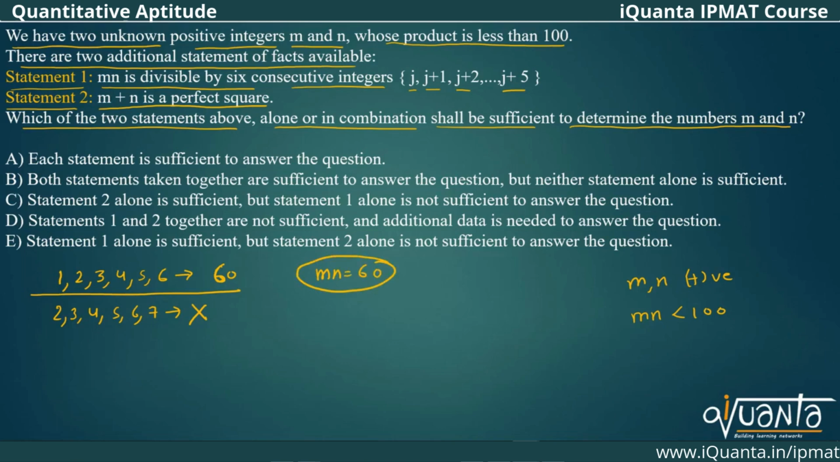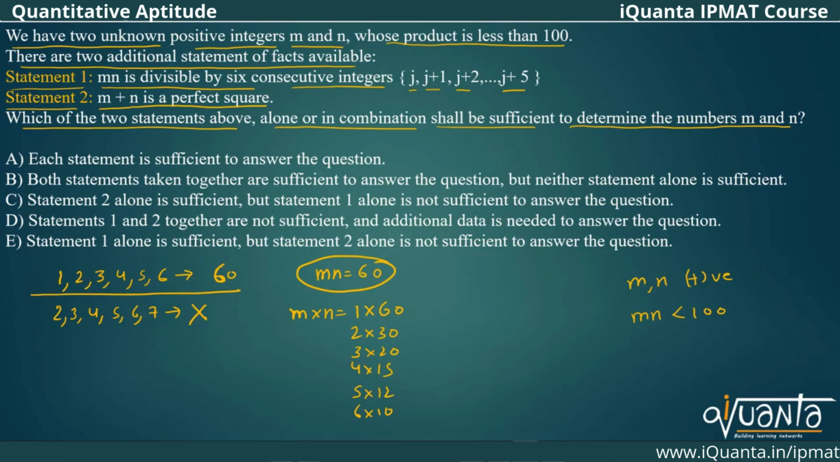Now m plus n should be a perfect square, so we should guess the values of m and n from this. So m and n can take values 1 into 60, 2 into 30, 3 into 20, 4 into 15, 5 into 12, 6 into 10.